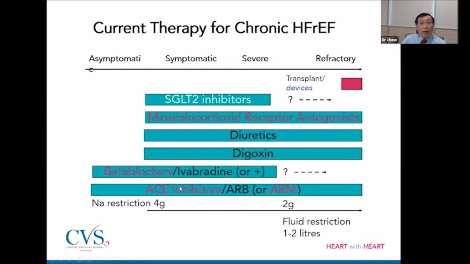Basically, what is highlighted in red are drugs that improve mortality. So ACE inhibitors, ARNI, beta blockers, mineralocorticoid receptor antagonists, and perhaps SGLT2 inhibitors. But I think this is not yet accepted in the guidelines and not even a standard of care currently, but it's something for us to think about.